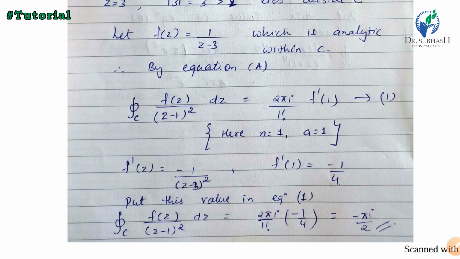I hope the difference between the formula for nth derivative and the regular formula for Cauchy integral theorem is clear. Thank you.